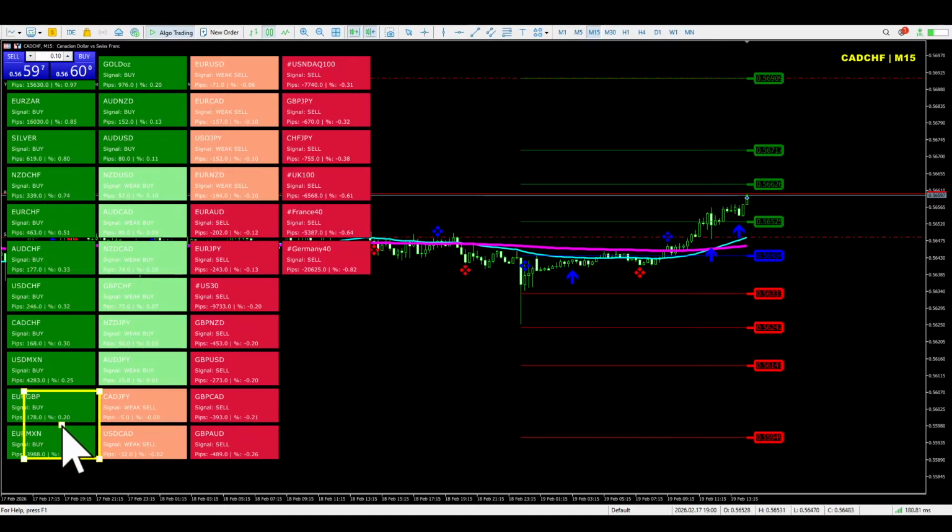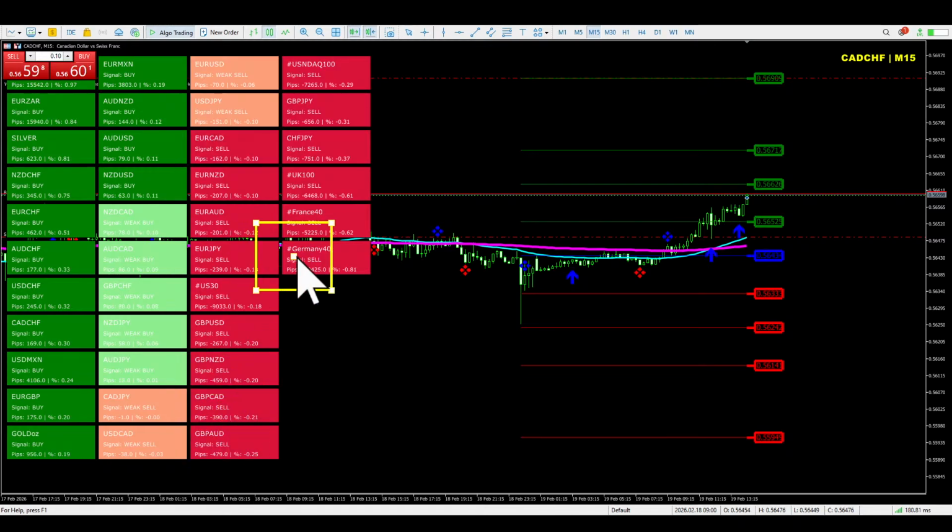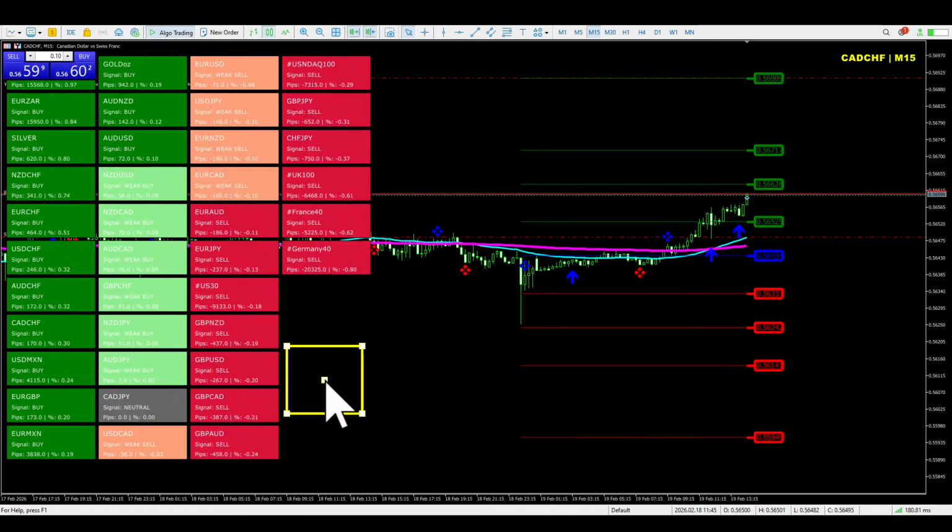Okay, so for sell signals, you're not looking at the green ones, you're looking at the red ones. Currently, your markets like Euro AUD are going down, Euro JPY, US 30, GBP USD, and the likes. Once you've identified a particular market that you want to trade, guys, the next step is you want to confirm the entry.